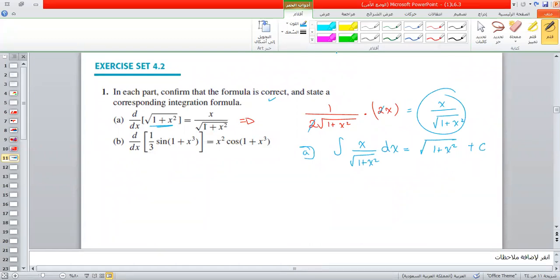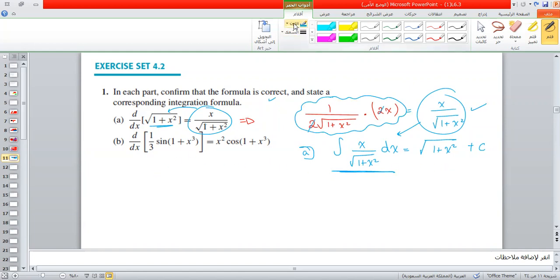We will not do derivative and then integrate. Here we integrate the answer: the integral of the answer gives the original function. We first made sure that the formula is correct, yes it turned out correct, so we made the corresponding integration formula.